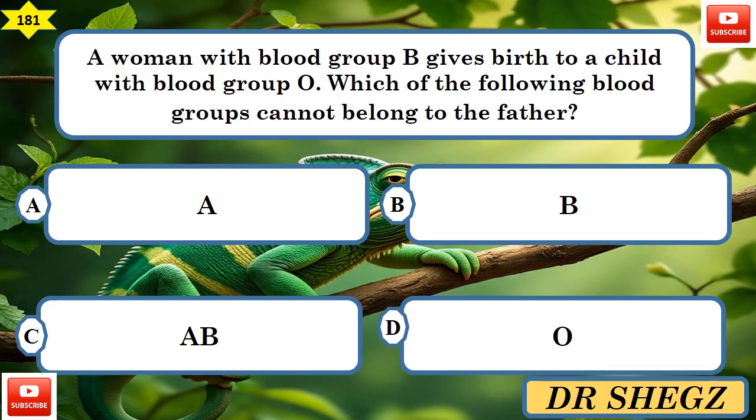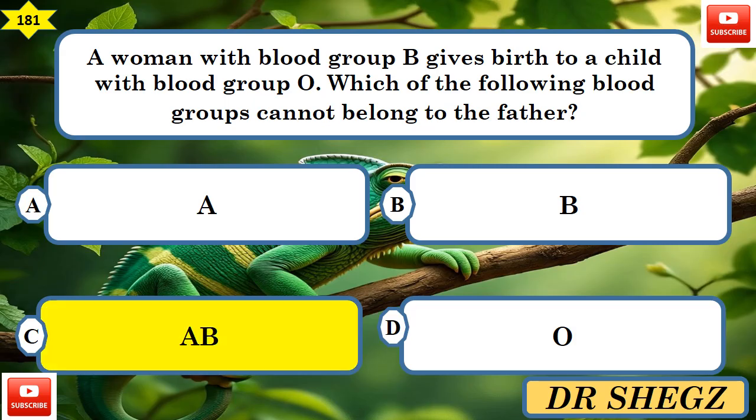A woman with blood group B gives birth to a child with blood group O. Which of the following blood groups cannot belong to the father? The answer is blood group AB.